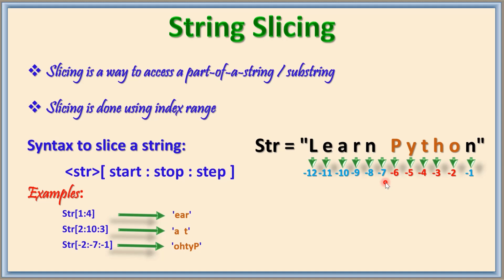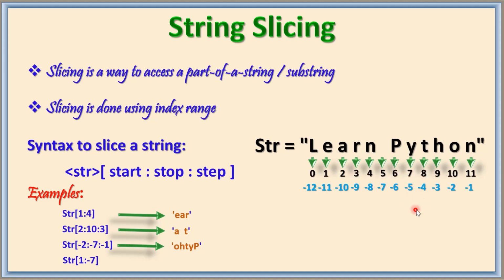Let us see the next example, with mixed positive and negative indexes. str[1:-7]. So we have both kinds of indexes here. It starts from 1 and then ends at -7. So this -7 is not included. It should stop at -8. So it will go from left to right. So the step is +1 only. That is the reason it is not given here. So the output will be EARN.